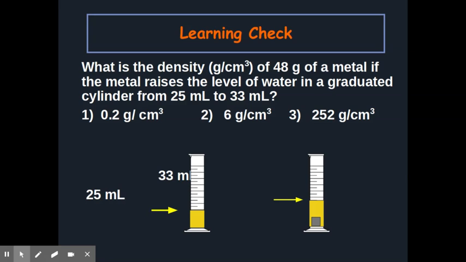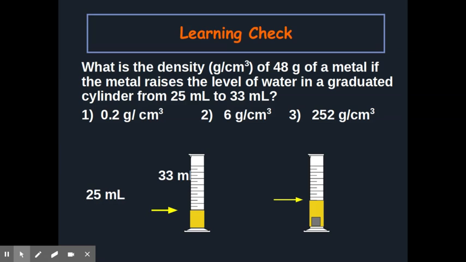So here, what is the density of a 48-gram piece of metal if the metal raises the water level in the graduated cylinder from 25 to 33 milliliters? So pause the video, take a second to figure it out. Hopefully you're back with me now. So we had 48 grams, and then the water level went up from 25 to 33, so that's 8 milliliters, which is the same as a centimeter cubed. So my answer should be 6 grams per centimeter cubed.